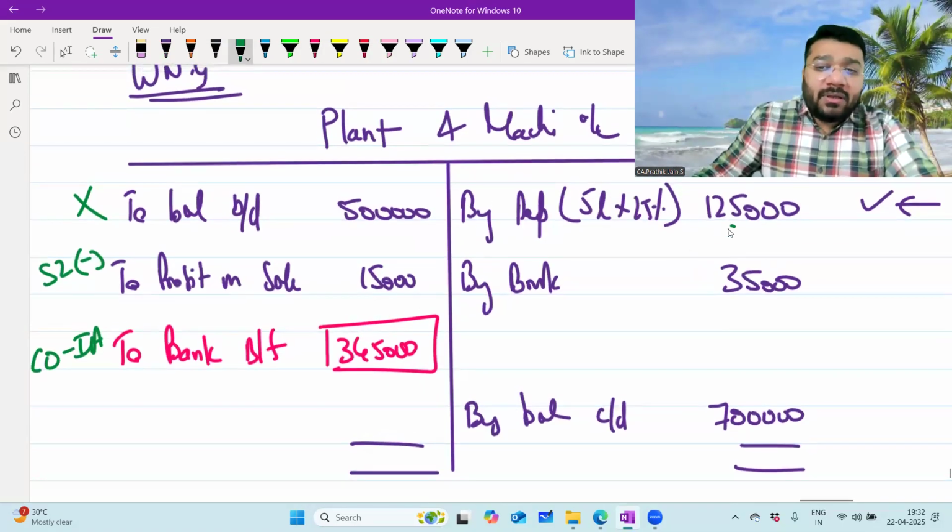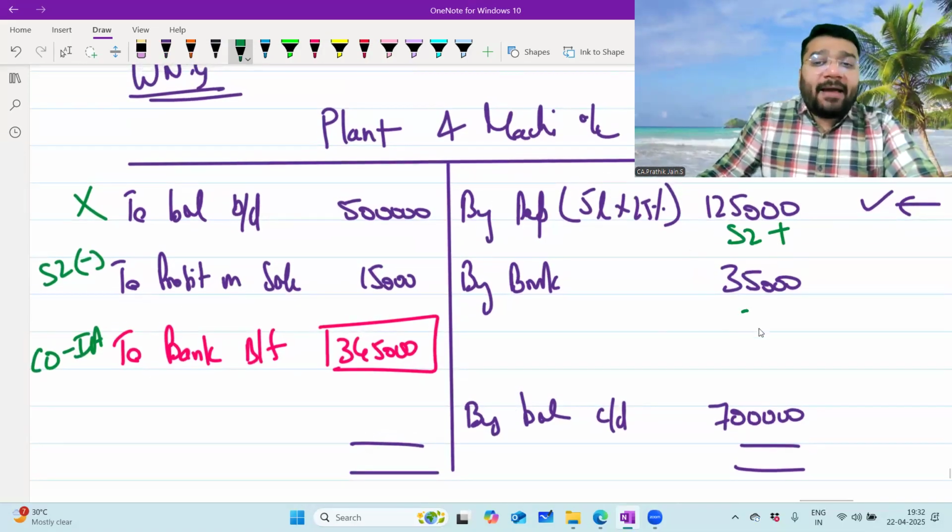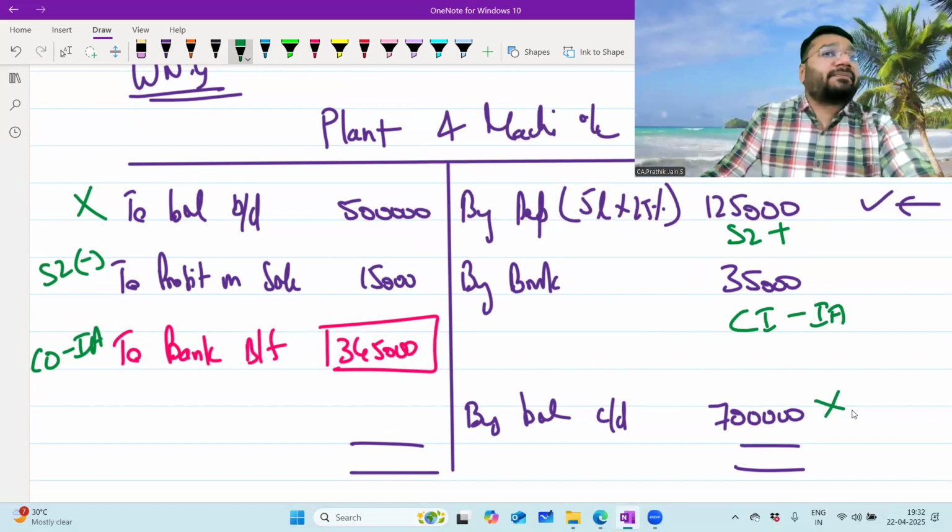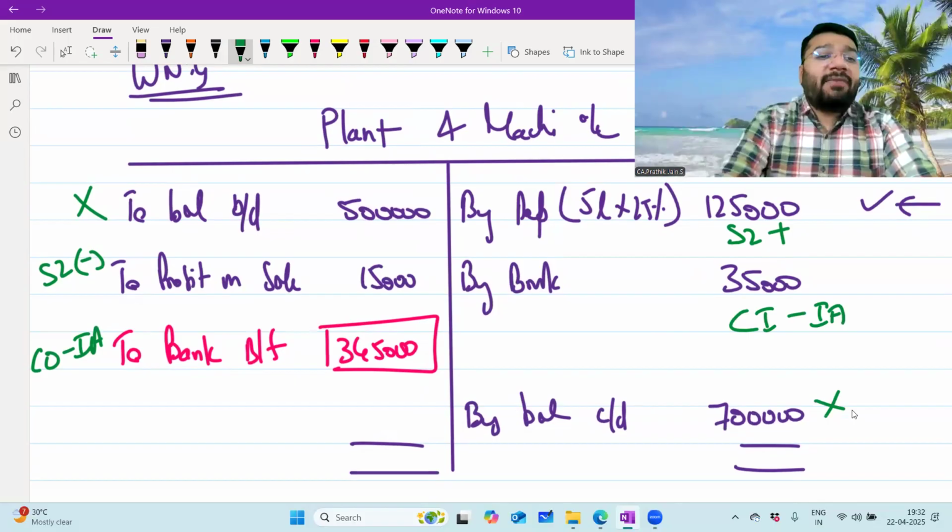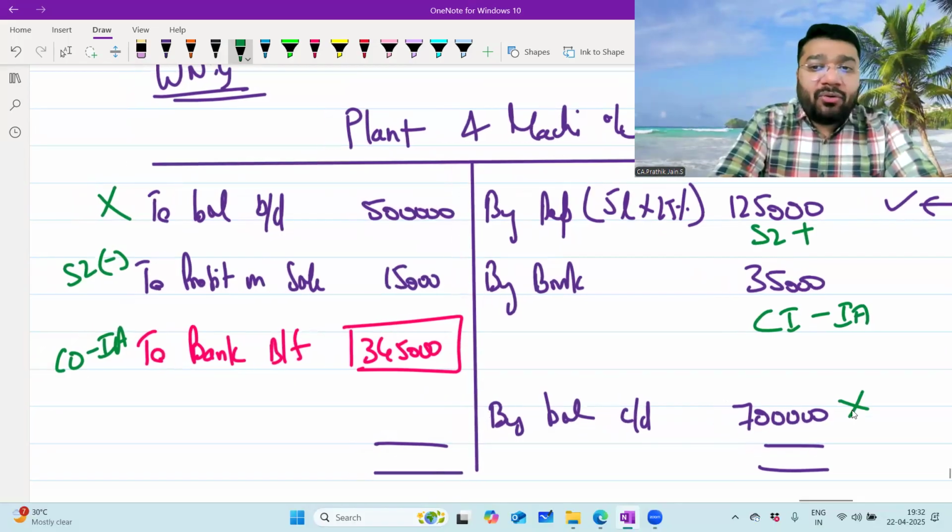Depreciation. In segment 2 I need to add back. By bank, cash inflow of investing activity. This will not affect anywhere. So immediately can we record the segment 2 items? Yes, segment 2 depreciation, please add back.